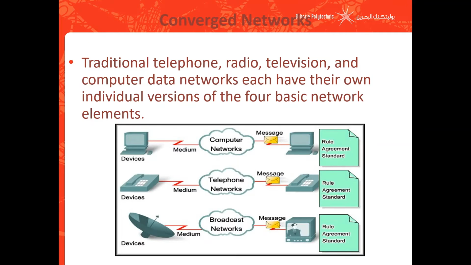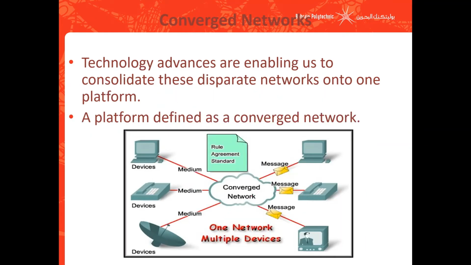But because of the increase in demand and how networking has changed over the years, what has happened is all of these particular networks, the computer network, the telephone network, the broadcast network, have now become one network, which is called the converged network. And it again has rules, agreements, and standards, but it has become one. It's like consolidating it into one instead of having separate networks.